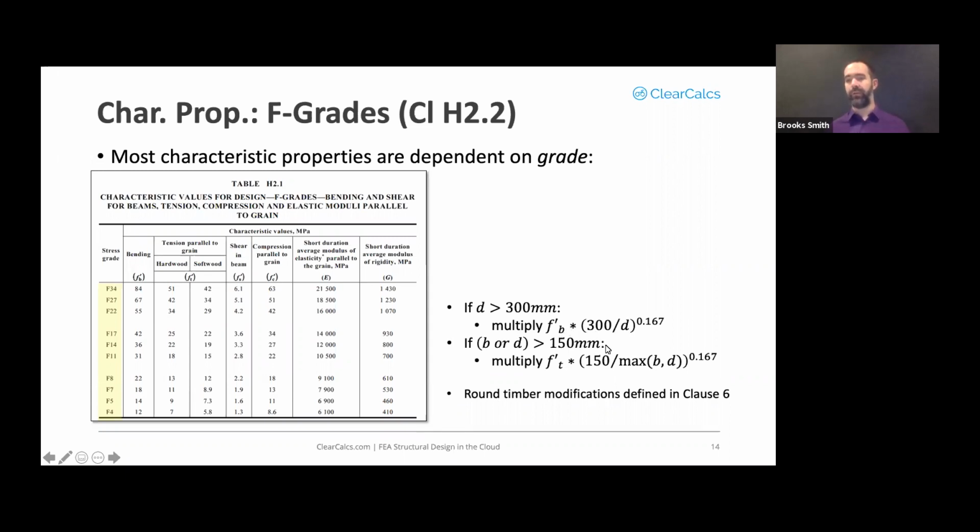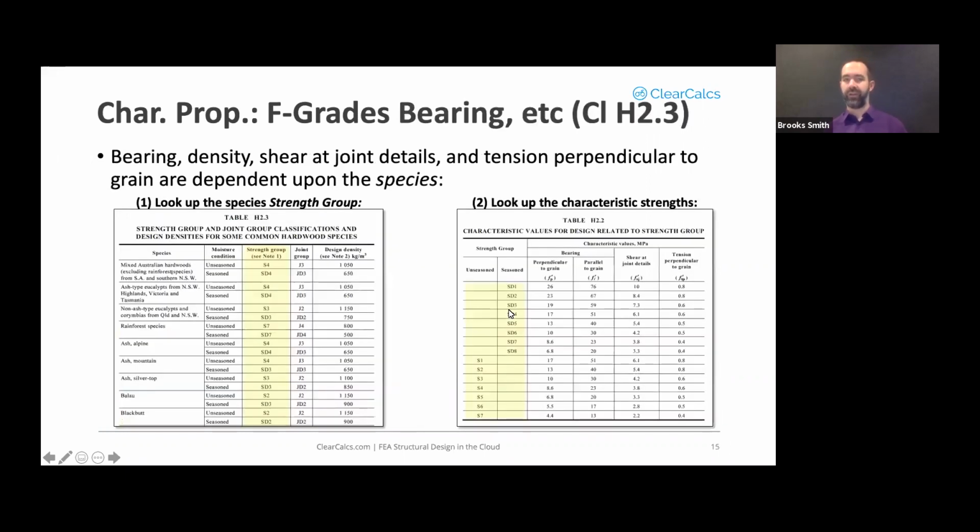Similarly, if you have a beam in which any dimension is greater than 150 millimeters, then you multiply that characteristic tension strength by the formula shown here. For round timbers, you have some additional modifications you have to make, and refer to clause 6 for those. But these aren't all of the characteristic properties. You still need to look up your bearing, density, shear at joint details, and tension perpendicular to grain.